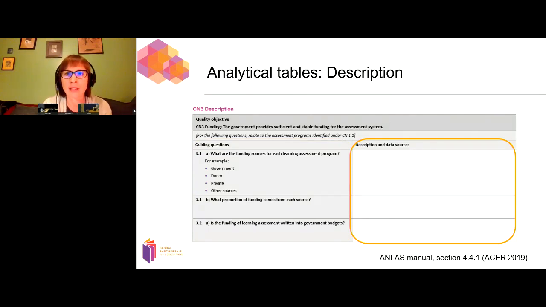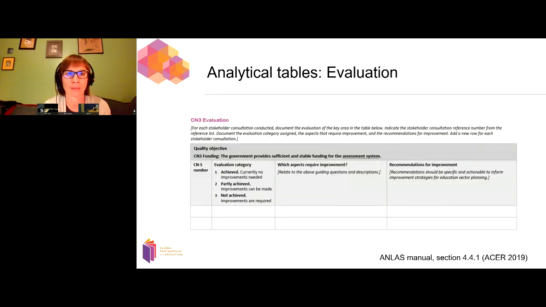And then the analytical tables also provide space to document the description of the key area based on the document review and the data sources. Next, please. Following the description table for each key area, a second table is then provided to document the results from the stakeholder consultations. So here it provides room to document the evaluation criteria. Next, please.